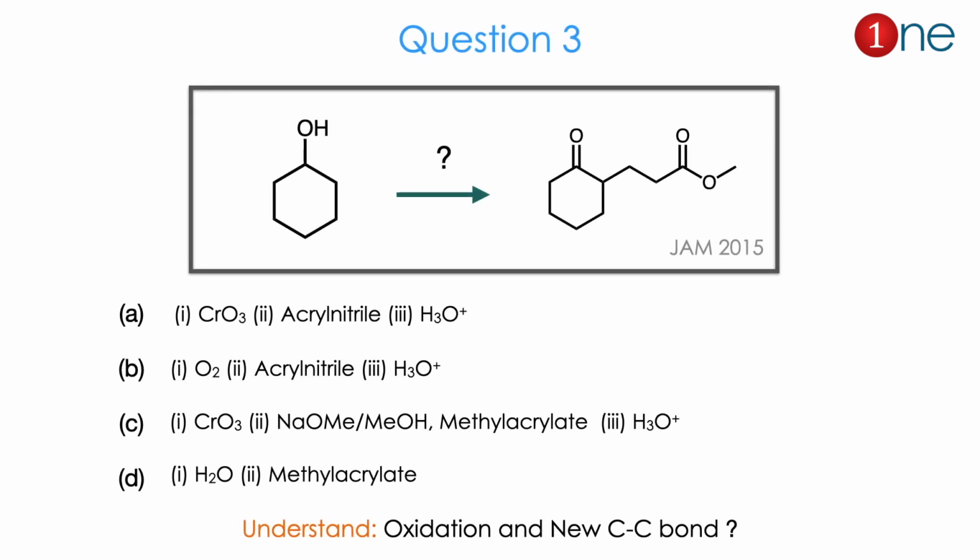Then question number 3. The starting material is cyclohexanol. You are converting it into a side chain system with an ester. They ask you to find the reagent. The reagents are an oxidizing agent chromic oxide, acrylonitrile with hydrolysis, or methyl acrylate with hydrolysis, or hydrolysis with methyl acrylate. From the reactant to product, you might observe the OH group become a ketone there, and a new C-C bond with a side chain is there. The answer is C. Let us see how.